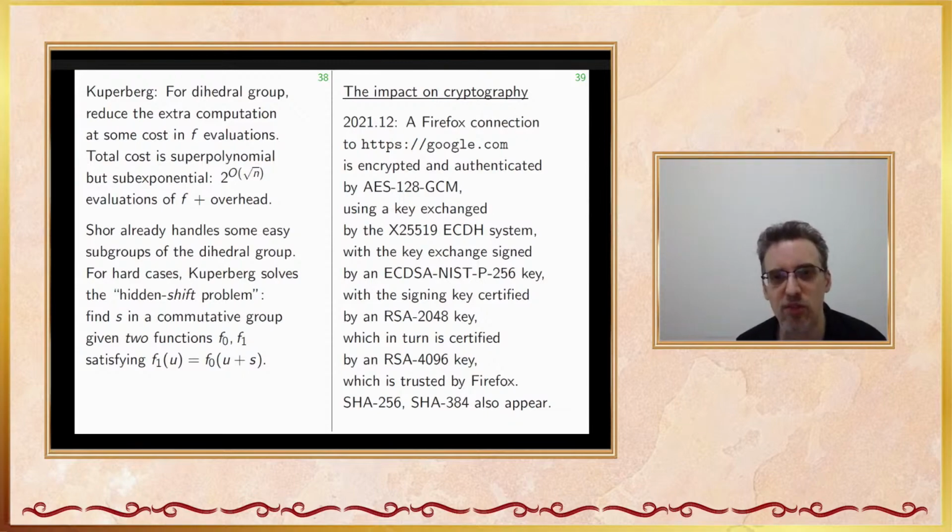It's just programmed into Firefox: trust that final RSA 4096 key, which signs the RSA 2048 key, which signs the ECDSA NIST P256 key, which signs the key exchange, which by X25519 gives you the AES-128 key, which encrypts and via GCM authenticates your data. Also, this is not the complete laundry list of algorithms because there's also some hashing. If you look around, you see some SHA-256 and some SHA-384. Okay, so that is current Firefox Google cryptography.